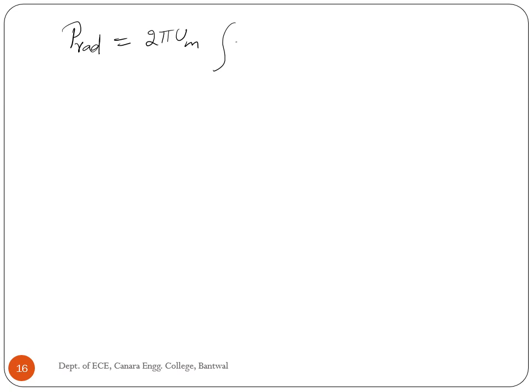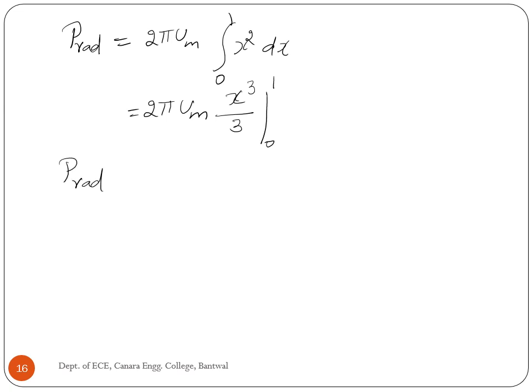To change the sign, I'll change the limit, that is 0 to 1, which is equal to 2 pi, x cube by 3, 0 to 1. Therefore, radiated power is equal to 2 pi by 3.